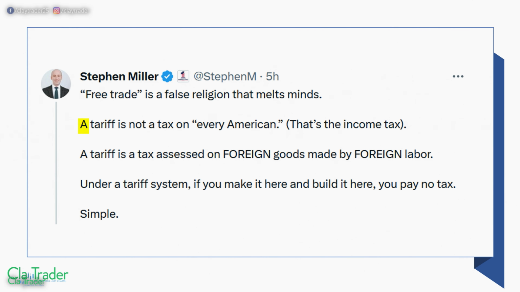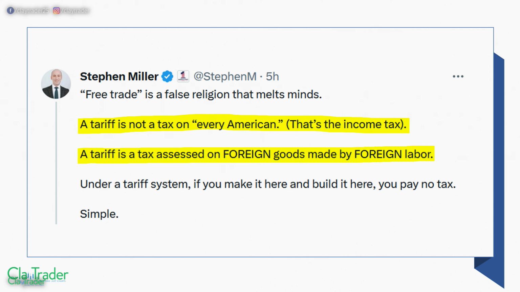Now, this all comes from a tweet that I saw out there, and like any politician, well, they weren't lying, but, let's just get to it. Stephen Miller says, a tariff is not a tax on every American. That's the income tax. So this is coming from an American angle, but this applies to any country you're in. Trade tariffs are just an economic policy that could be applied to any country, but in this situation, we'll take the American angle.